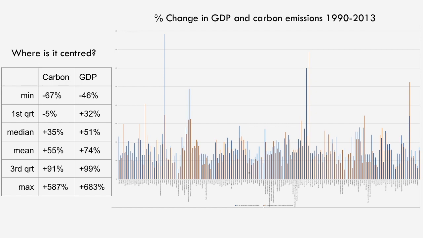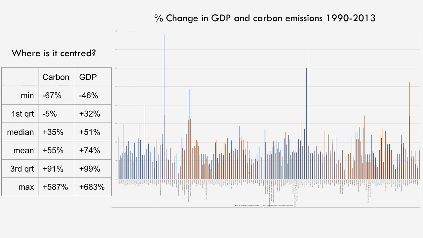I am not the world's biggest fan of runaway capitalism, but GDP growth does tend to correlate with quality of life. If you look at carbon instead, you can see that the first quartile is still negative. So this is actually at least 25% of the data, if not slightly more. 25% of these countries had a reduction in carbon emissions over this 23-year period, which is great, although only some of them had a reduction in carbon emissions because of war and a massive collapse of industry, etc.